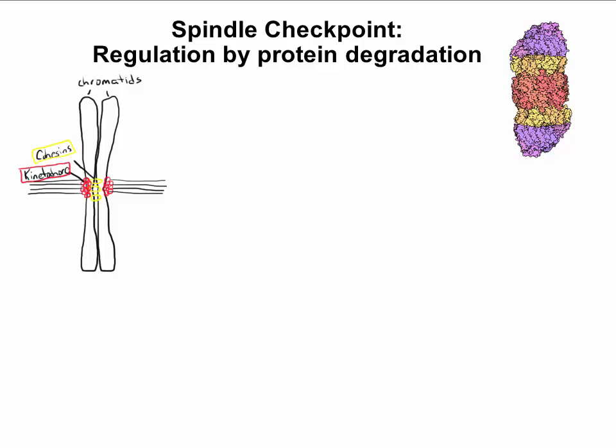Okay, so now let's take a look at that spindle checkpoint and see how the cell regulates the passage from metaphase to anaphase. So remember that this is in the middle of mitosis, and what the cell is checking for here is that all sister chromatids have been correctly attached. What we're going to see is that in the case of this metaphase to anaphase checkpoint, or spindle checkpoint, the regulation is going to be accomplished through protein degradation. So degradation of specific proteins that leads to a change in what's going on in the cell.